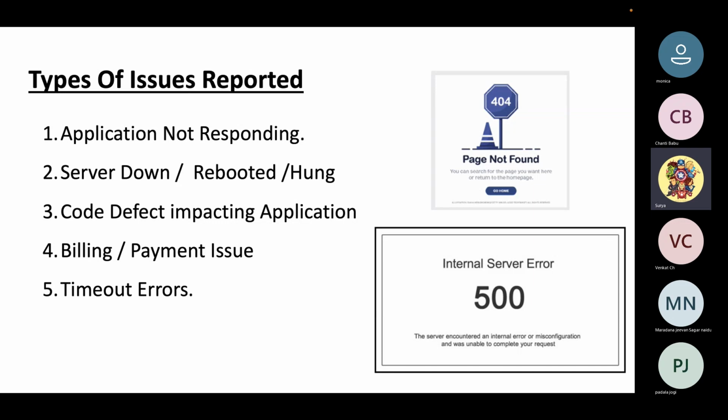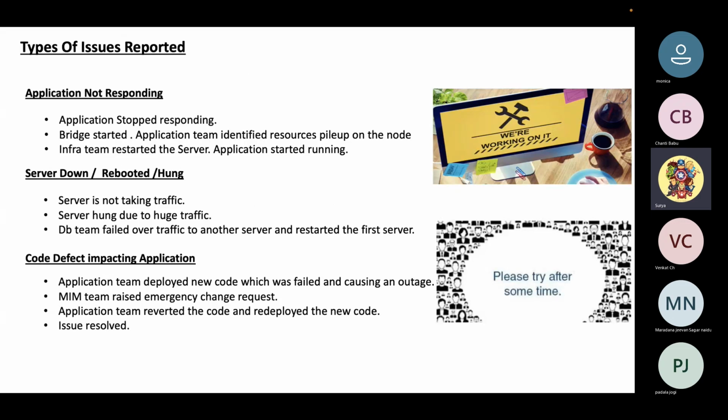So we will go through one by one. How the application runs and how it stops responding, that we will discuss. So the first one is the application not responding. Basically, any application, like WhatsApp or Facebook, runs on three parameters. The first one is the application you are using on your device. You will have an application on your phone or on your laptop. To run this application, there are a few servers which store your data.